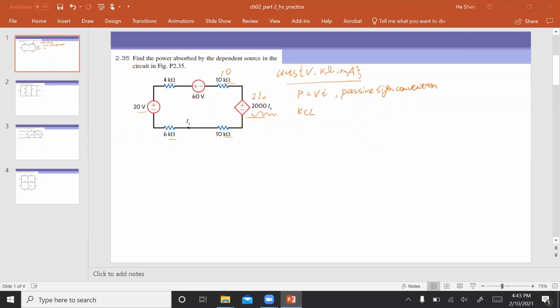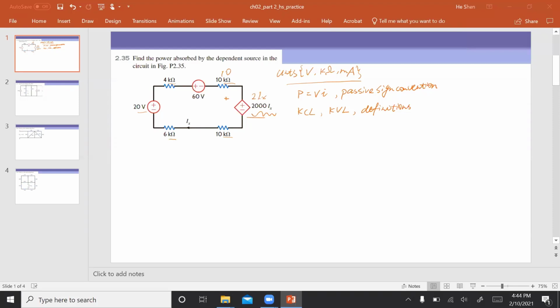KCL will help us to find some current information, and KVL will help us to calculate some voltage information. Sometimes we also use definitions. The definition of voltage will help you to find a voltage, right? We already have practice on these basic concepts. So let's look at how we solve this problem.